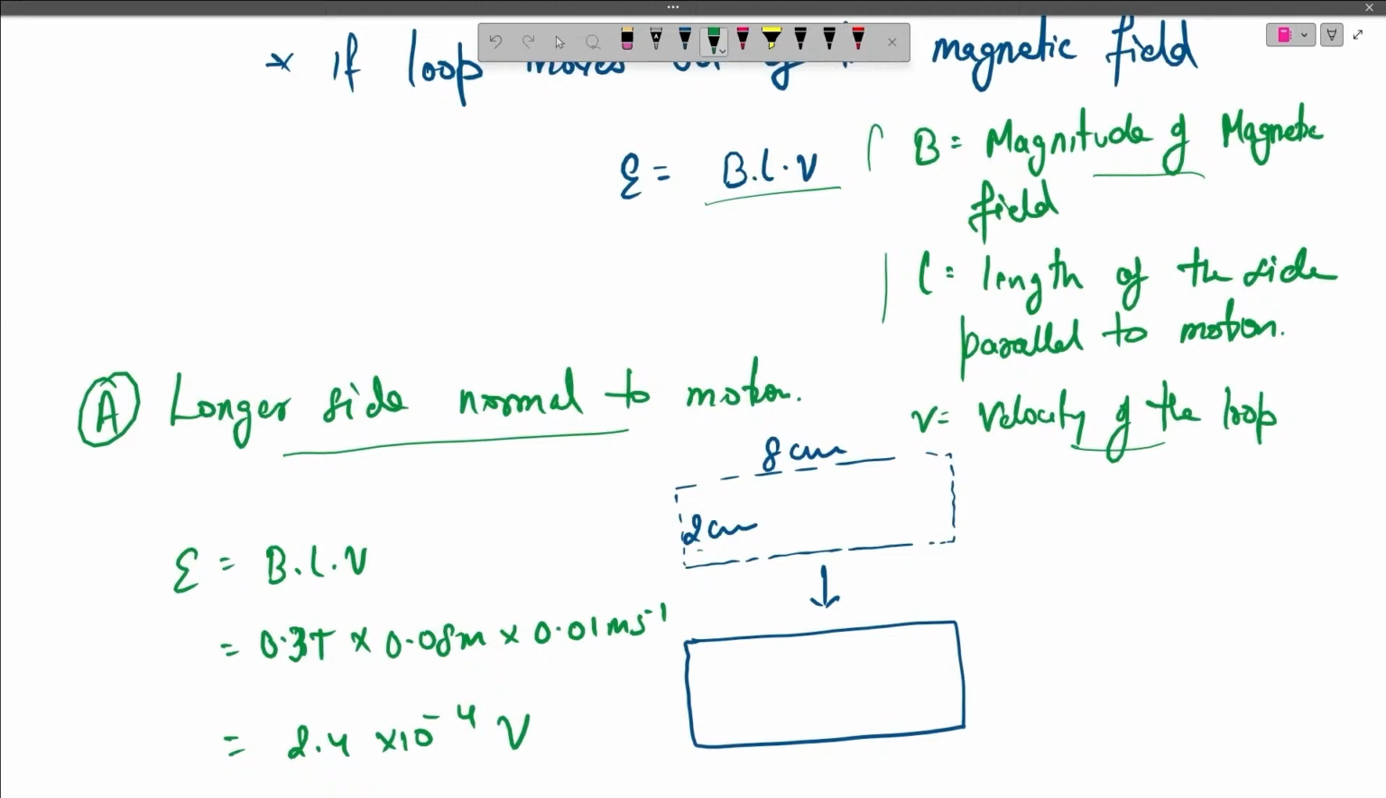So in this case, we have been given the velocity, we have been given the B, and we have also been given the L, that is the length of the side parallel to the motion. In this case, L is going to be 0.08 meter, the magnitude of the magnetic field is 0.3 Tesla, and velocity is 0.01 meter per second. So we will get the answer to be 2.4 into 10 to the power minus 4 volt in this case.